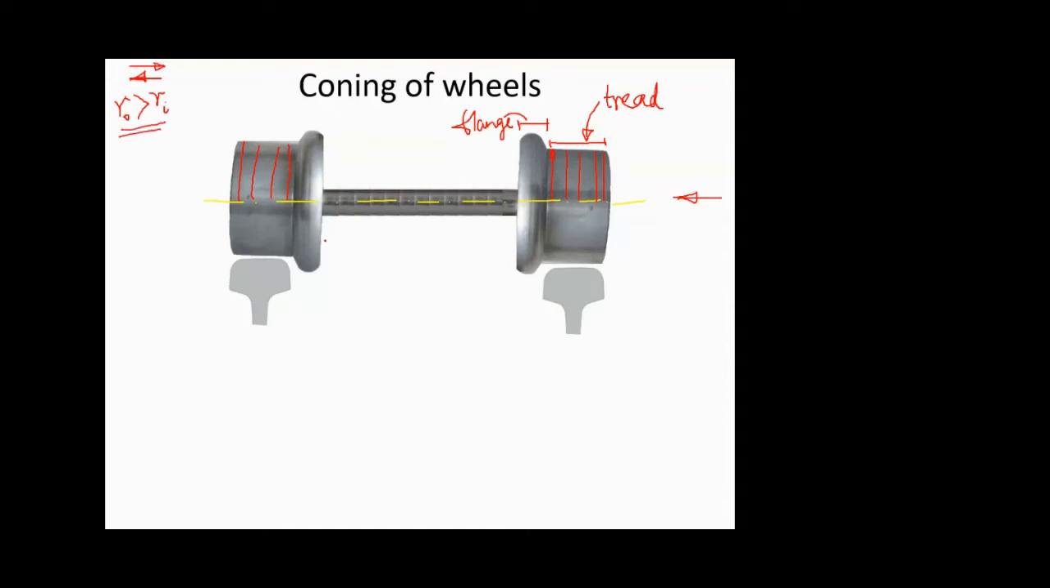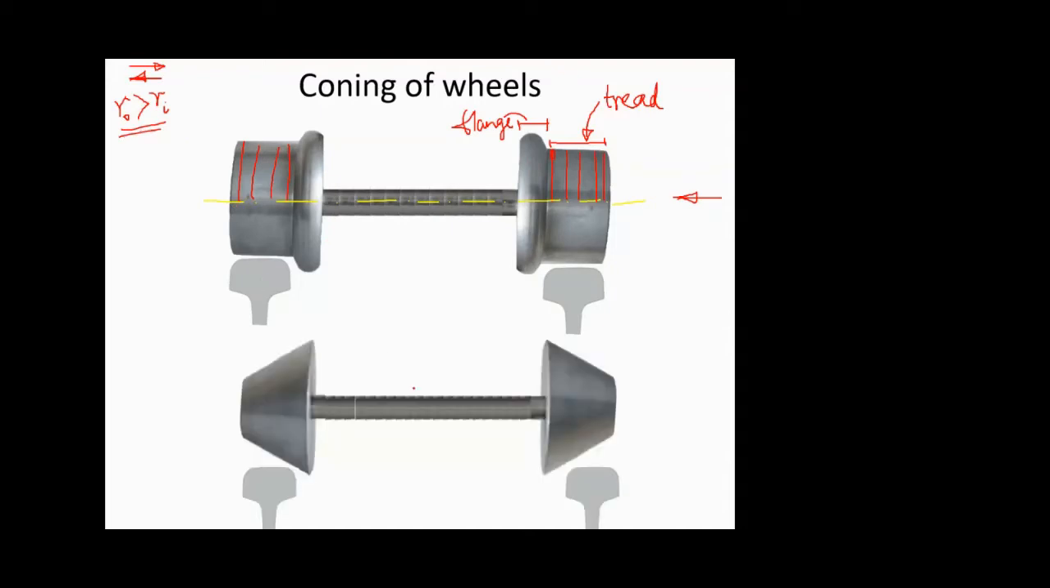Now to satisfy this condition, R outer greater than R inner, we give this kind of wheel. Here you can see the coning has come into the picture. That coning is nothing but a slope. In the previous wheel type there was no slope on the wheel surface, but now you can see there is a slope. In this picture the amount of slope is exaggerated so that you can visualize it. In actual, the slope is very negligible.